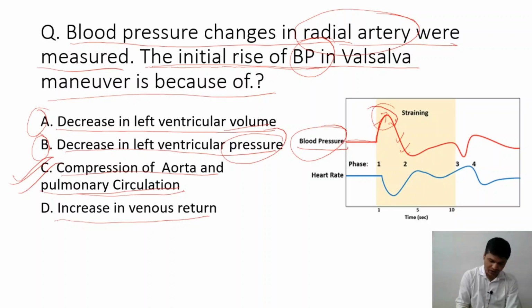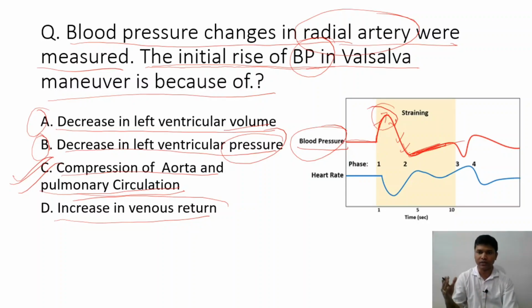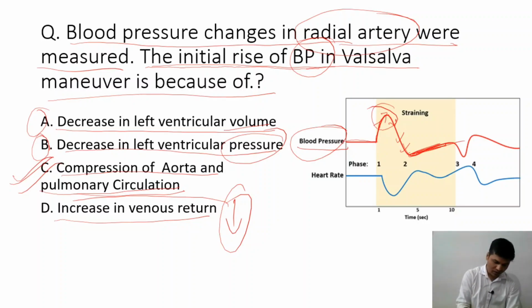Increase in venous return? No, this decreases after some time. Venous return will decrease and that is why there is a decrease in blood pressure. This is the second phase if you continue straining. In that case venous return decreases because intrathoracic pressure increases. So the answer will be compression of the aorta and pulmonary circulation.